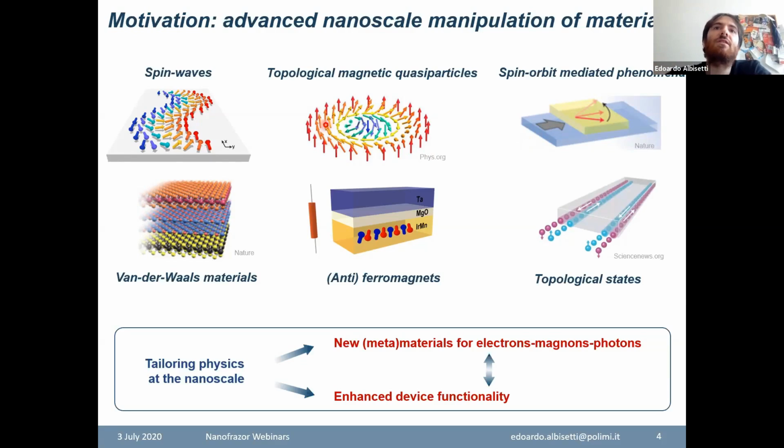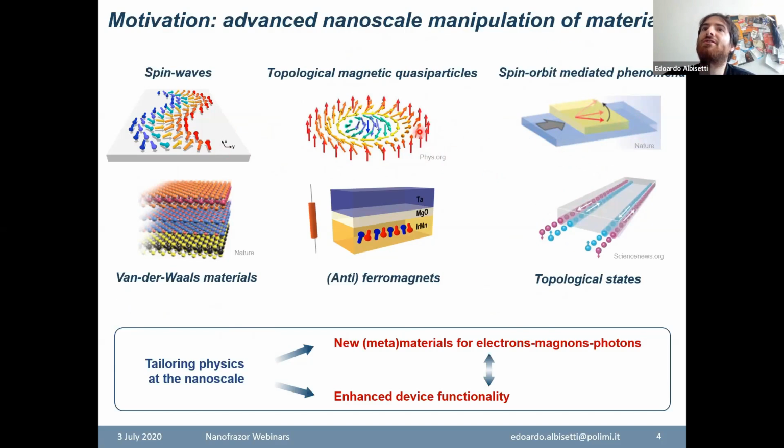And these are some of the physical discoveries that we are interested in. Spin waves, of course, that I will introduce briefly. Topological particles, if someone heard about skyrmions, for example, there are topological spin textures that live in ferromagnetic, and not only ferromagnetic, but in general in magnetic materials that can be used for data storage, for example. Spin orbit torques, always in magnetism, and some topological states in van der Waals materials.